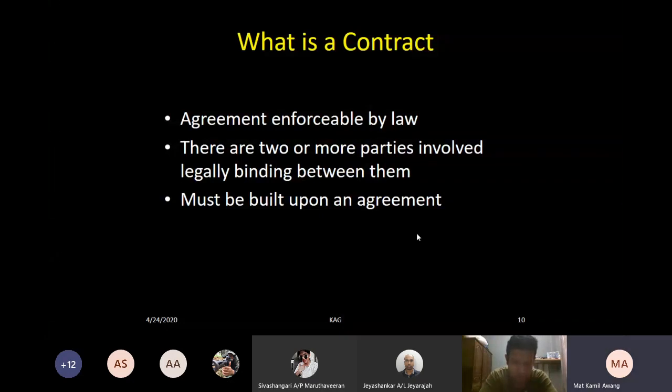Both parties must agree to the terms and conditions to become a contract. So a contract is basically an agreement enforceable by law. Second, there must be two or more parties involved in a legally binding relationship between them. And third, the contract must be built upon an agreement. So these three constitute a contract.